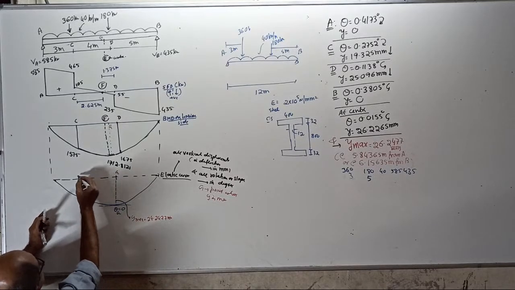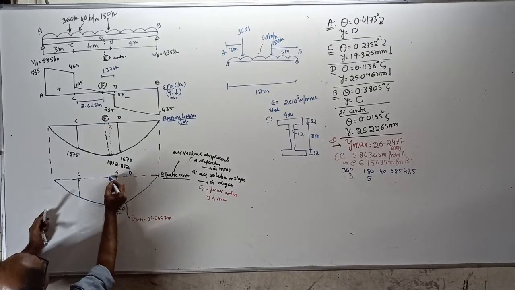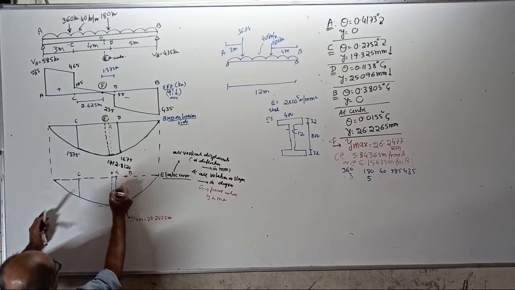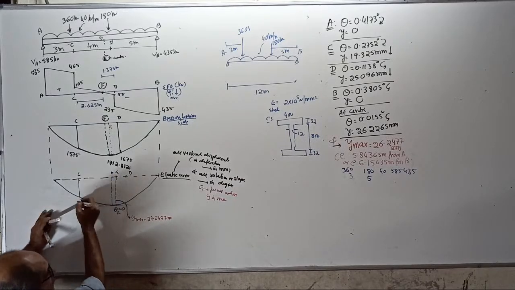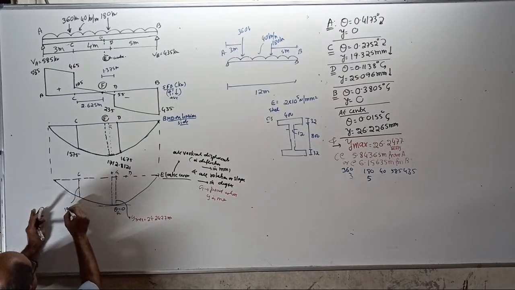Now see here, this is the deflection at C. This is the point D, out of scale. This is the center, E. Where is E? E is somewhere here, the center. Deflection at C is somewhere there, 19 point, I'll write here only. What is the answer? 19.3251 millimeter.